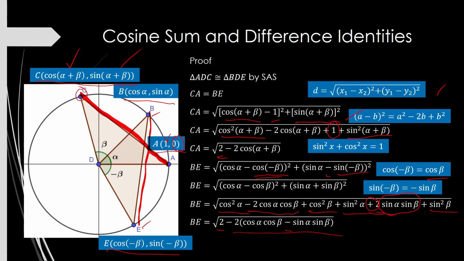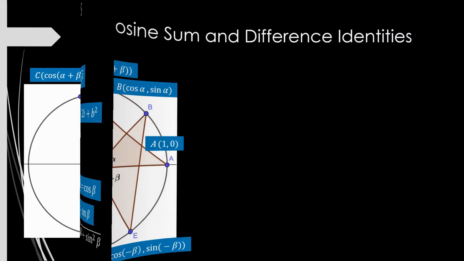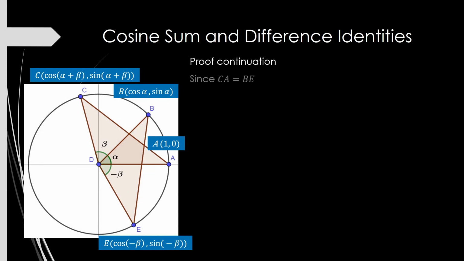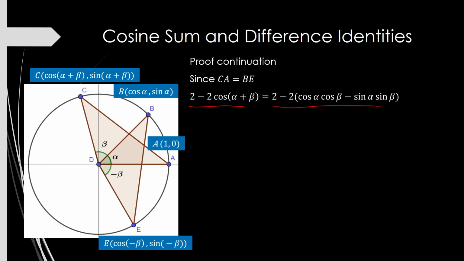We know now how long CA is. CA is equal to this. We also know how long BE is. It's equal to this. And they are equal. They are supposed to be equal because these two line segments are congruent. So we can equate these two measurements and we can just ignore the radical sign. We can just pay attention to the radicand, okay? So we have this next statement. Since CA is equal to BE, their lengths are equal. And by the way, these two expressions are the expressions inside your radical sign.